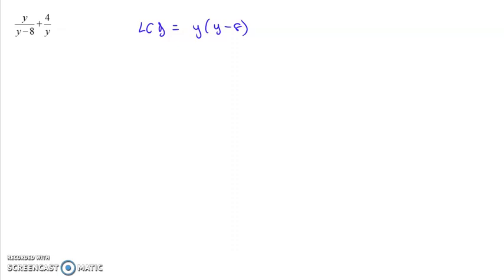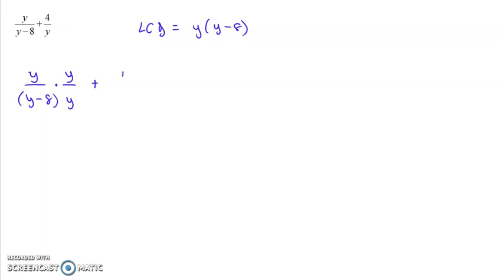So that means we're going to multiply our first fraction. If we want it to have a denominator of y times y minus 8, we're going to have to multiply our denominator here by y, and we'll have to do the same thing on top, right? This is equivalent to multiplying by 1.